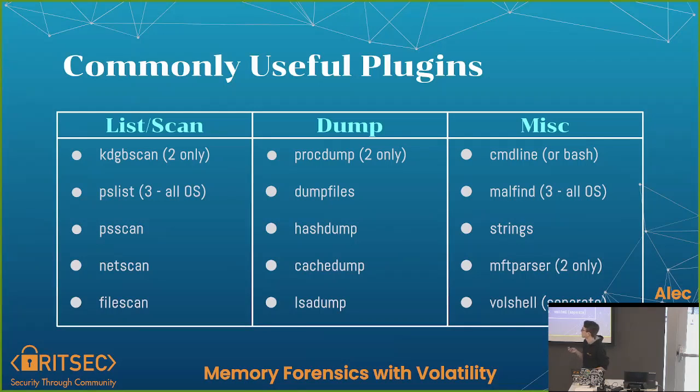So there's a lot more plugins than these. There are hundreds of plugins. There's three main categories of functions that you can do. You can scan the RAM, look for certain things. You can dump out files, processes, and hashes. And then there's some other miscellaneous plugins like looking through command line history.